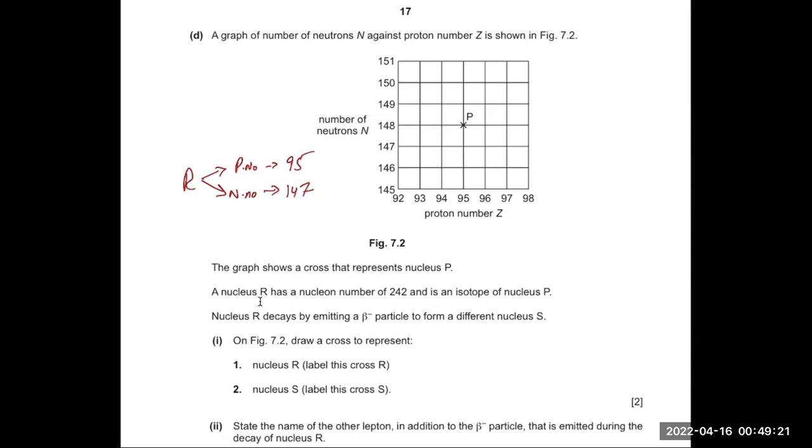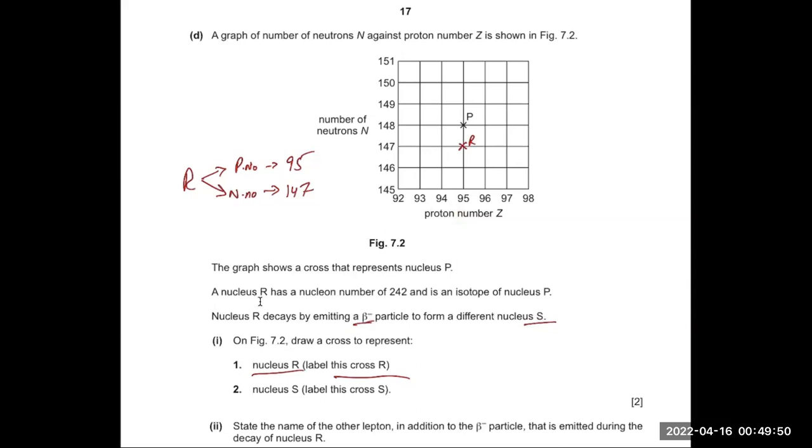Nucleus R decays by emitting a beta minus particle to form a different nucleus S. On figure 7.2, draw a cross to represent nucleus R. Label this cross R. So let's do that first. R has a proton number of 95. This is where it will lie. And a neutron number of 147. So here we go. This is R. And then we need to label S.